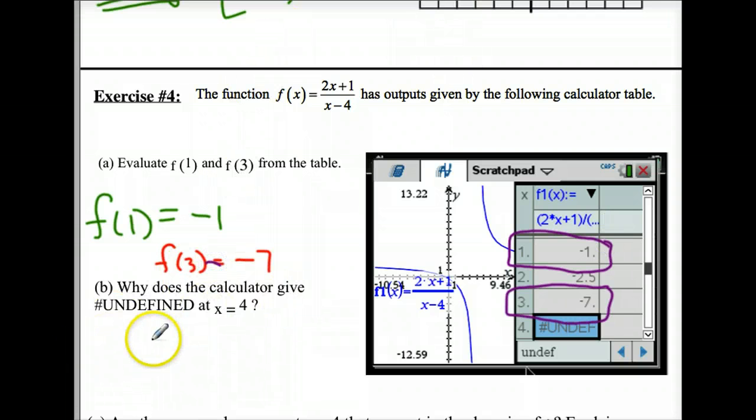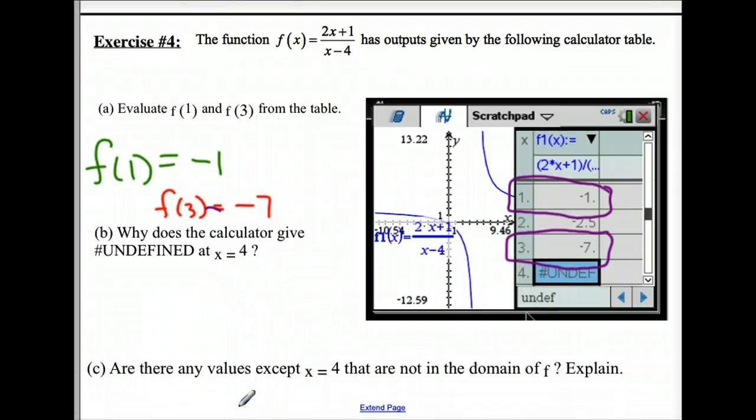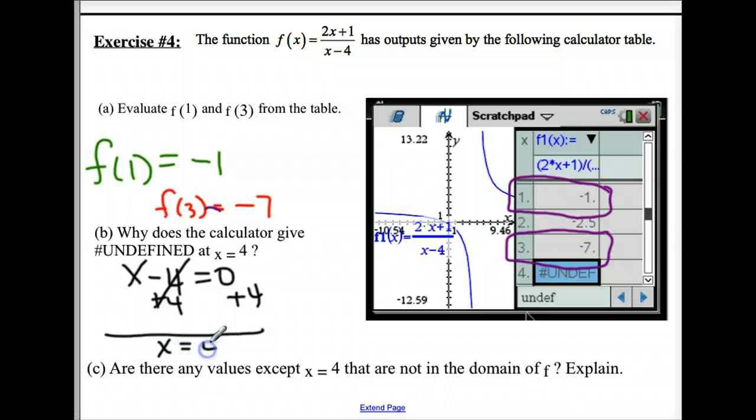Part B said, why does the calculator give you undefined at x equals 4? So very important. Why is this undefined? So by looking at this fraction, a fraction is undefined when the denominator is equal to 0. So in this case, my denominator is x minus 4. When is this equal to 0? If I was to solve this, I'll add 4 on both sides. These cancel. x equals 4. That's why we have undefined, because when I plug in 4, I cannot divide by a 0.